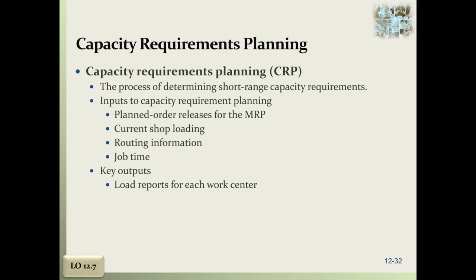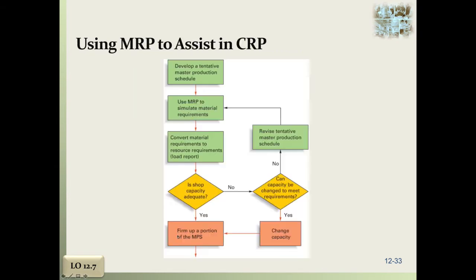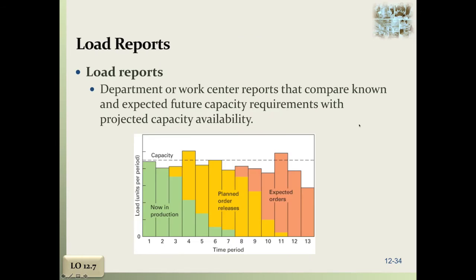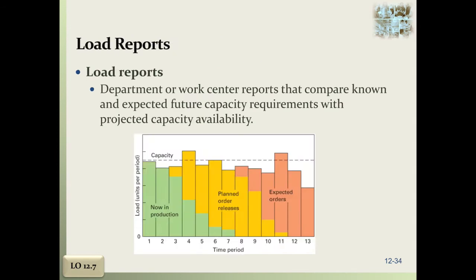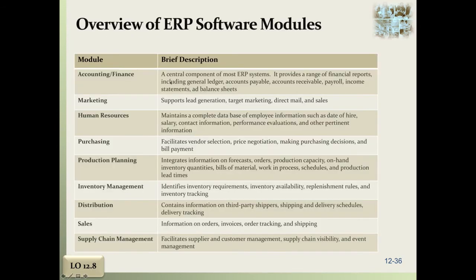Capacity requirements planning is the process of determining your short-range capacity for these. And so you can use your MRP to assist with your capacity planning, which is nice, and you can create load reports. And then enterprise resource planning is really looking at the evolution of putting it all together. Enterprise looks at integrated models, so you have your production integrating with your human resources, integrating with your finance, and all of these different areas work together and share information, so it's not like in a silo.